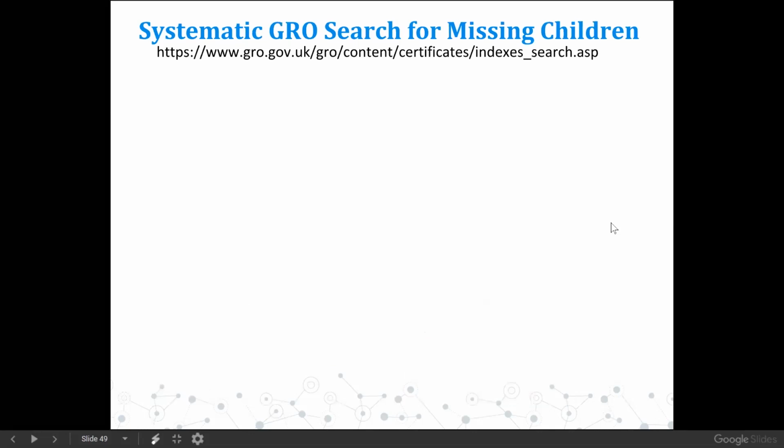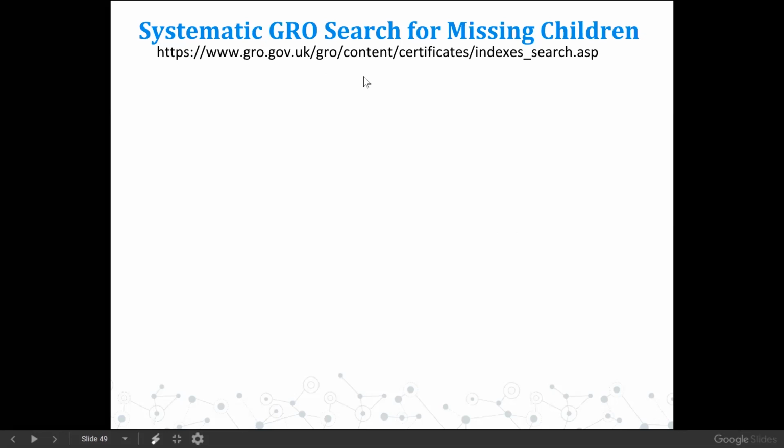So the next process that is incredibly valuable in English research is to do a systematic GRO search for missing children. What's the GRO? It stands for General Register Office, and they're the government entity tasked with civil registration. Here's the URL right here. The reason I included the URL is because if you Google GRO, you're going to get some links that take you to the right site, but don't make it easy to get to the search page that we want to use. So I know this is long, but I would recommend going straight to this search form instead of trying to navigate there. It's just kind of a pain.